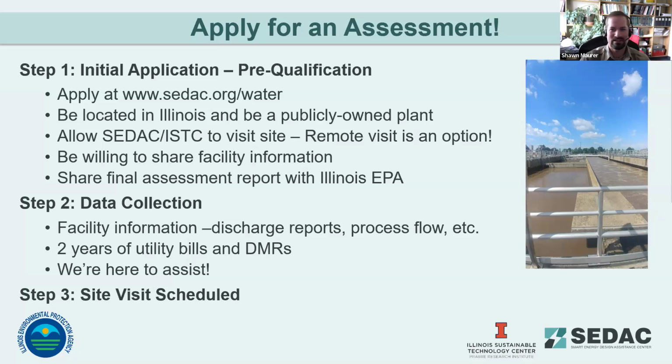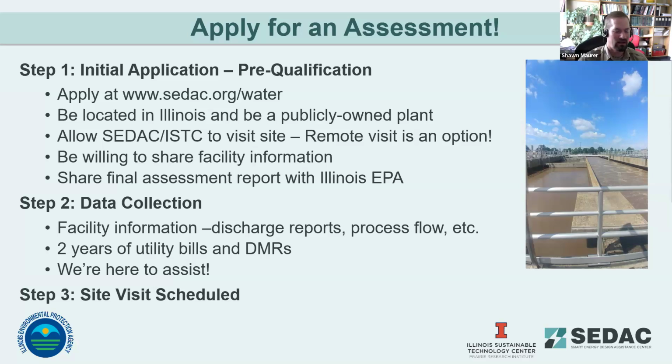Second step to that is a more in-depth data collection. We'll usually, after getting that initial application, call you on the phone, walk through a second form that gathers more information to help us prepare for the site assessment, know what we're coming out and going to see. We'll also gather utility bills at that time from you.